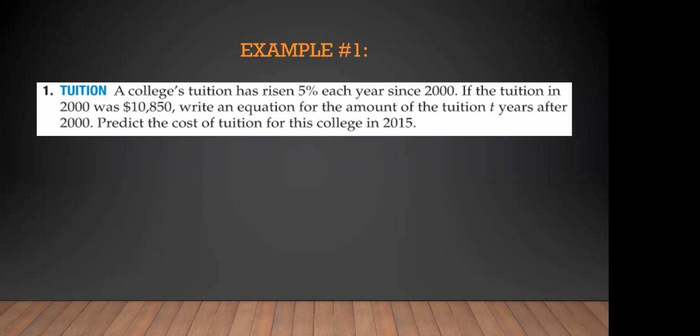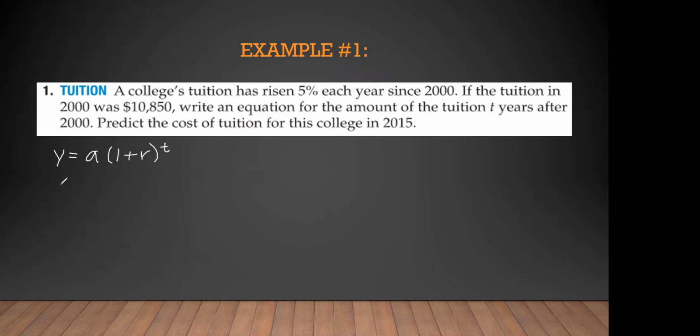All right, so let's look at an example. It says a college tuition has risen 5% each year since 2000. If the tuition in 2000 was $10,850, write an equation for the amount of the tuition T years after 2000, and then predict the cost of tuition for this college in 2015. So again, remember our exponential equation is y equals a times the sum of 1 plus the rate, raised to the time. Okay, so now we're going to fill in some of this information with what we're given.